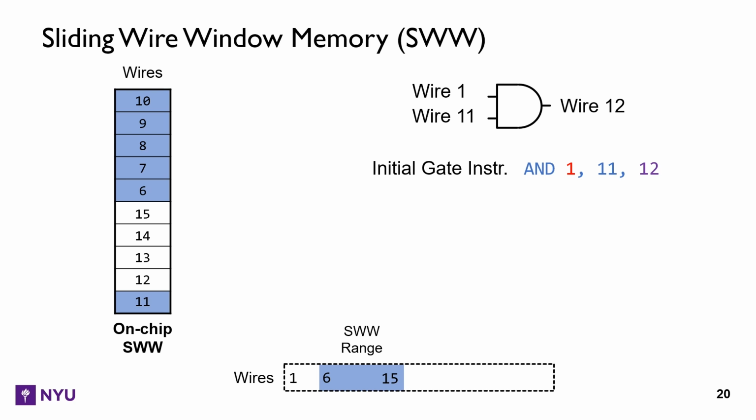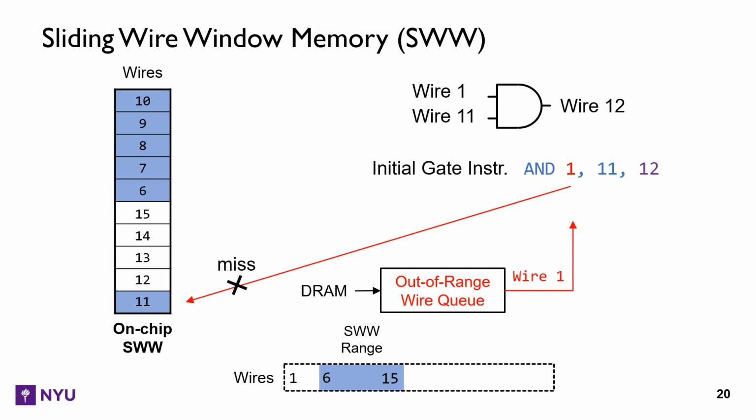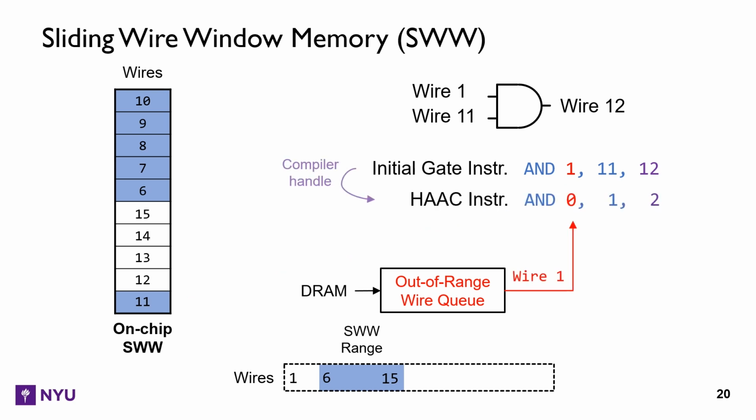But how about the wires that are out of this range? In this case, it is calling wire 1, which is not on chip. In HAAC, the compiler will also filter out these out-of-range wires. These wires have a copy in the DRAM. We can push them to the queue in advance. So in the HAAC instruction, it will be declared whether you should fetch from SWW or check the out-of-range wire queue. In fact, data oblivious doesn't mean everything is regular.